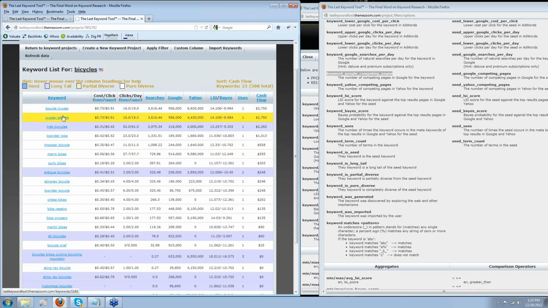So these are all under 1 million, and they're all reasonable in my humble opinion. Those are some nice keywords. Truck bike, lowrider bike, cruiser bike, chopper bike, even Marin bikes, Surly bikes, some brand names.